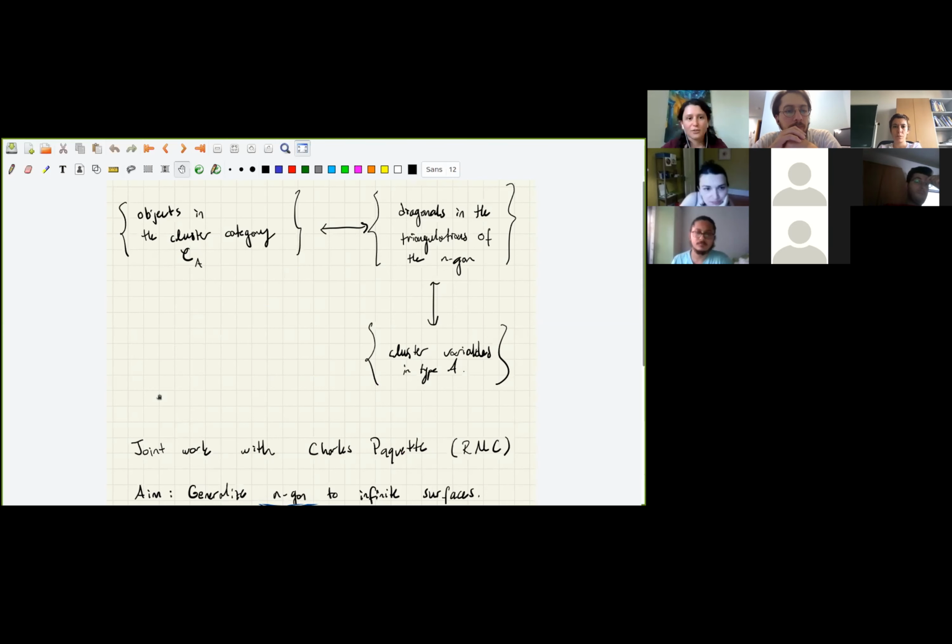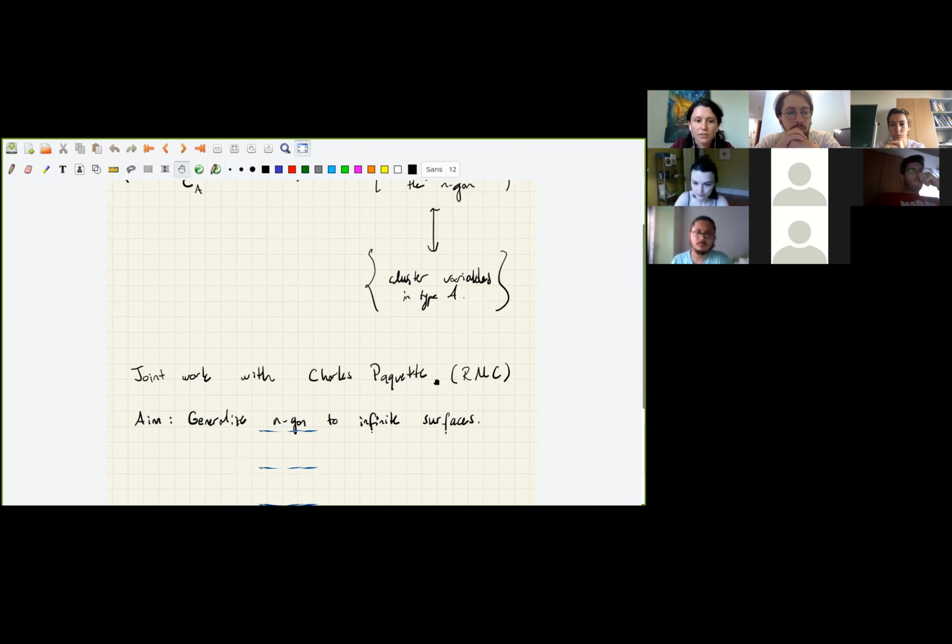Okay, so this is the recap. Let's restrict ourselves to type A. We have the cluster category, and the objects in the cluster category are in one-to-one correspondence with the diagonals of a triangulation of the n-gon. This is also in one-to-one correspondence with the Plucker coordinates, and they are all in one-to-one correspondence with the cluster variables. So all of these things connect to each other in a nice way.